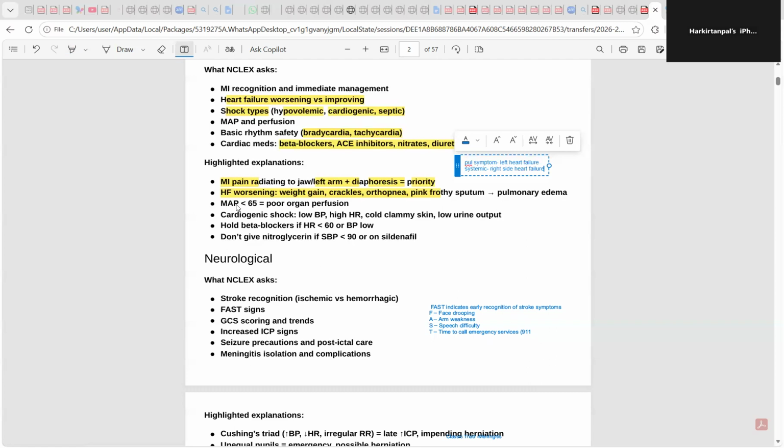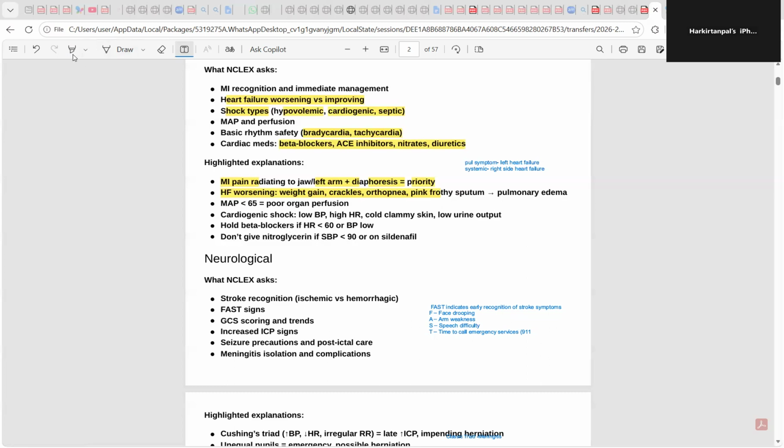And also if the mean arterial pressure is less than 65, that indicates poor perfusion. That means decreased cardiac output leads to poor perfusion, and it can lead to what? Kidney failure, liver failure. But in case of right side heart failure, it can lead to what? Accumulation of fluid. So it can lead to hepatomegaly, enlargement of the liver; splenomegaly, enlargement of the spleen; ascites, accumulation of fluid in the peritoneal cavity, like that.